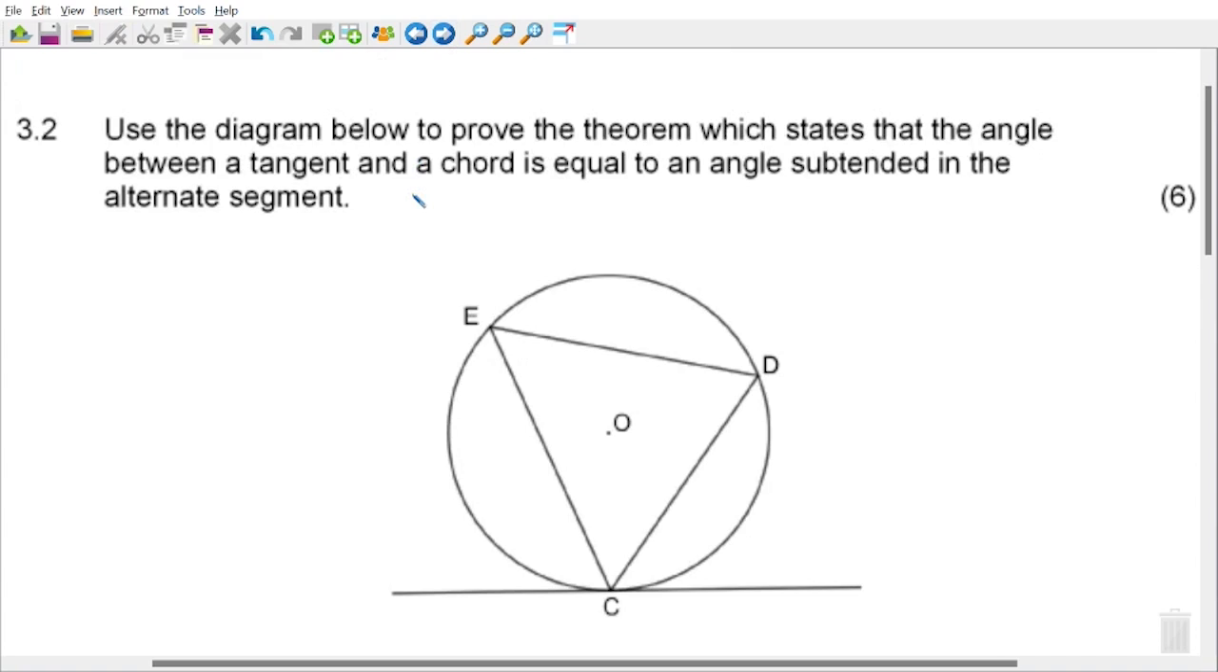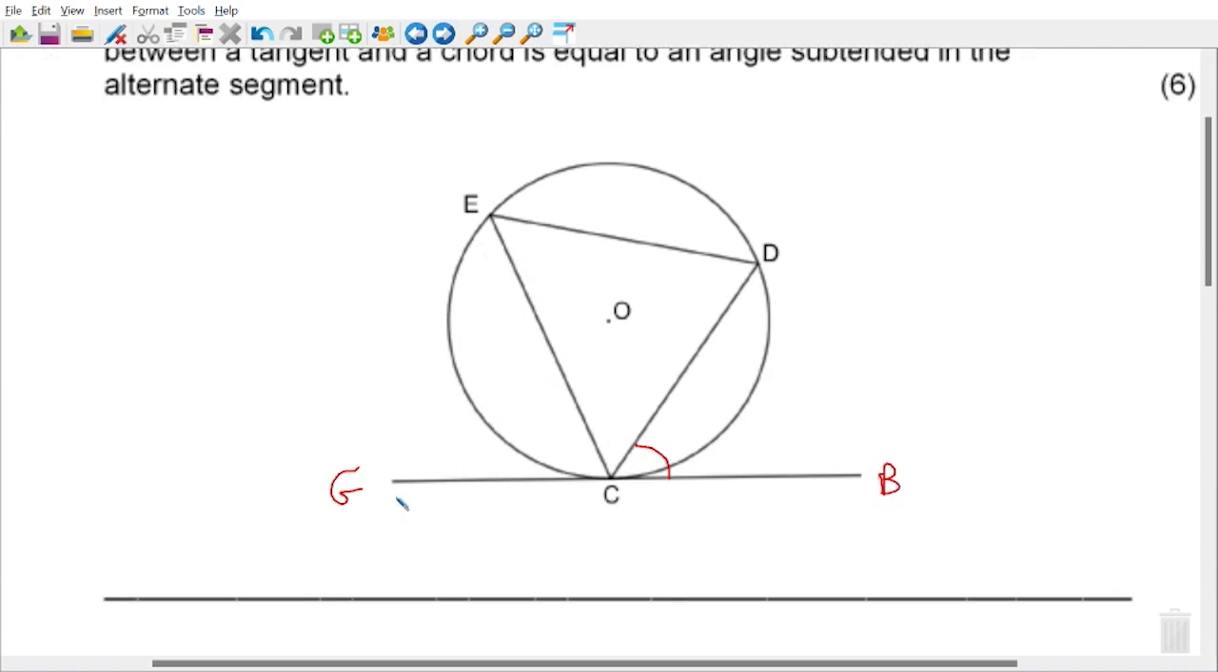Right, this next one is a piece of bookwork. It's something we can easily learn. What we're trying to show is that this angle over here is equal to this angle over here. Let's put some more labels on here. Let's call that GCB. We can label angles as we like, so we're trying to prove that C2 is equal to angle E. We are trying to prove the tan chord theorem.